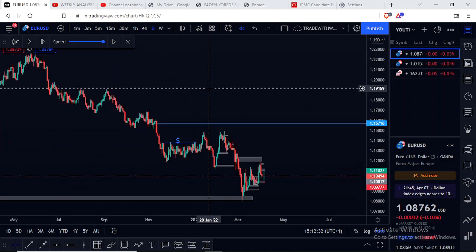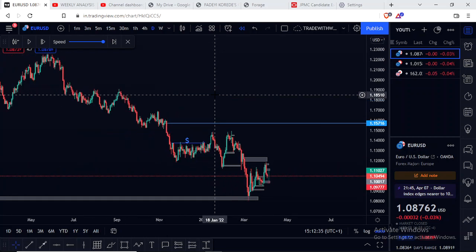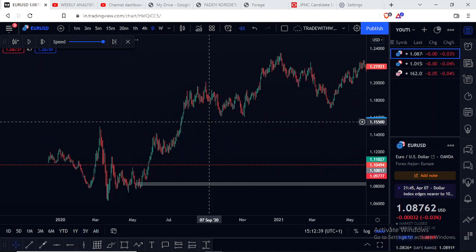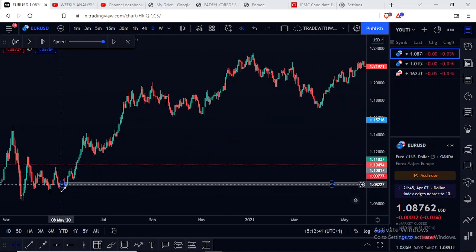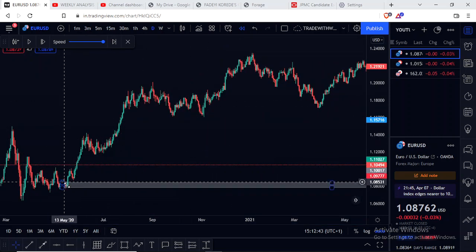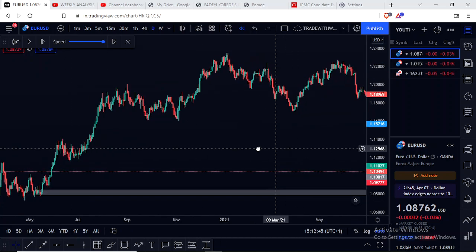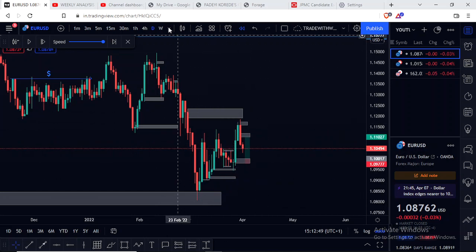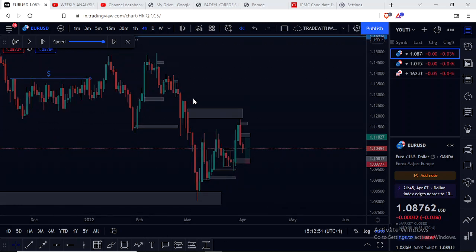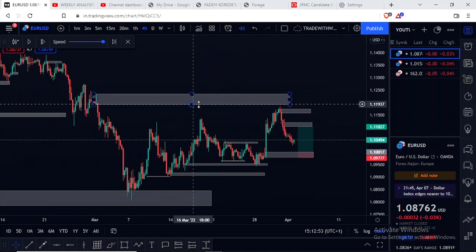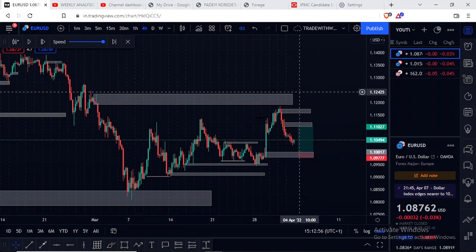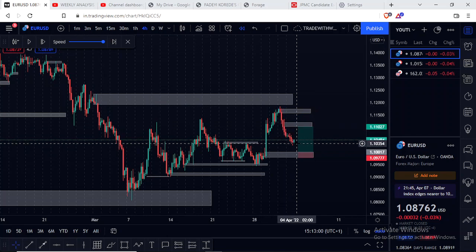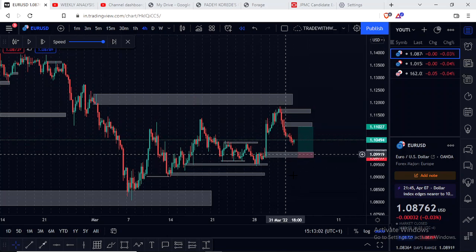Last week Saturday, we were analyzing Euro USD, and we had been expecting a bullish move since it tapped into this demand zone here, and it gave us that bullish run. We've been expecting upside movement since then, but it almost tapped into the supply zone here, the 4-hour supply zone, and then started giving us this bearish kind of structure.